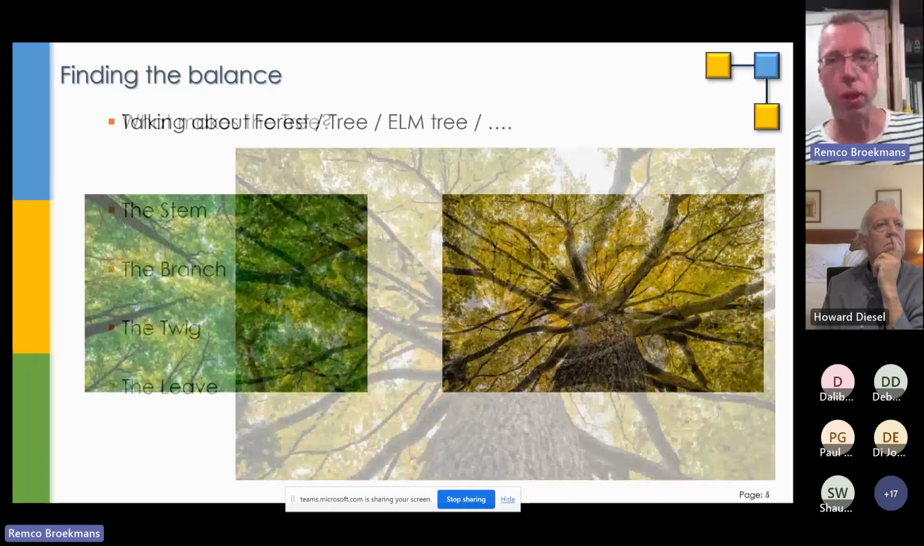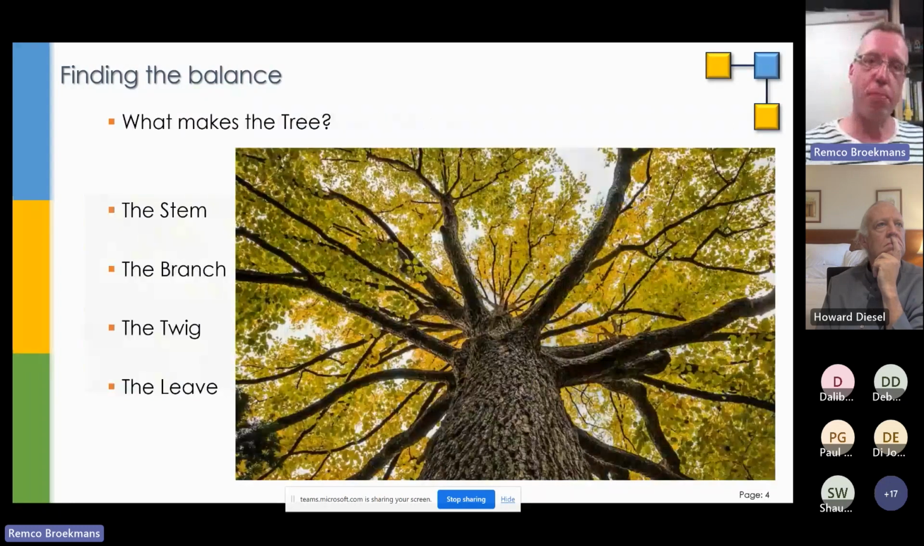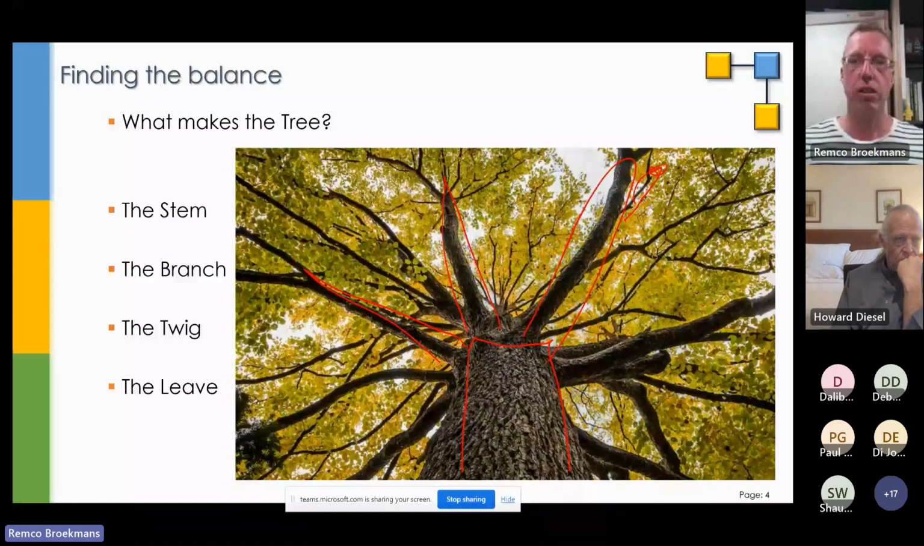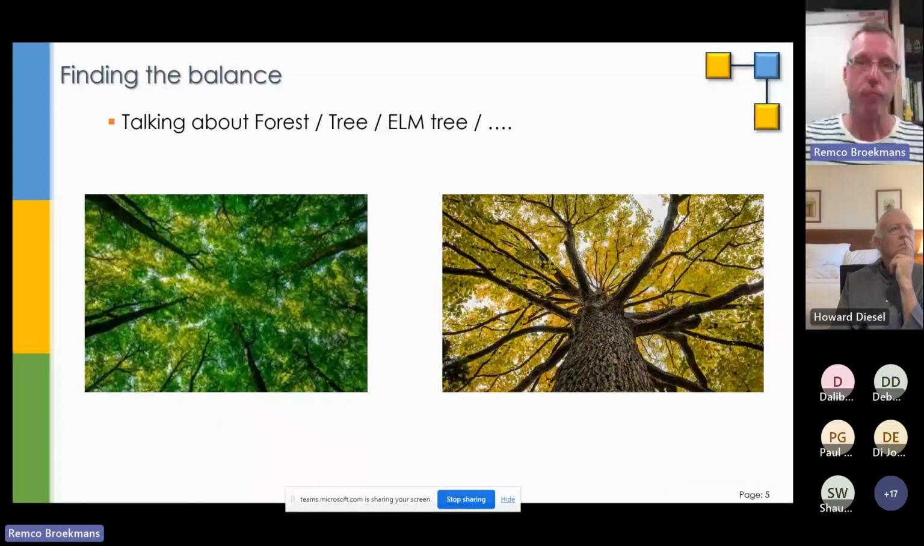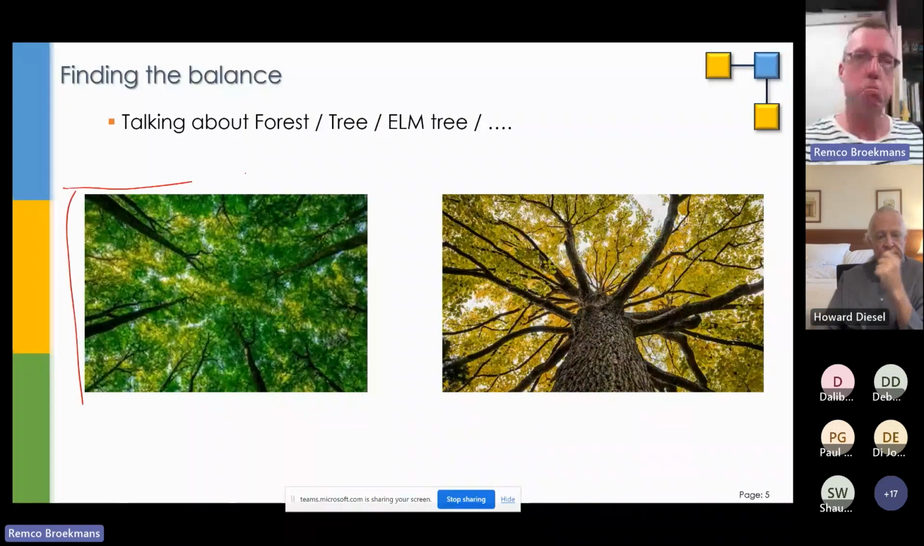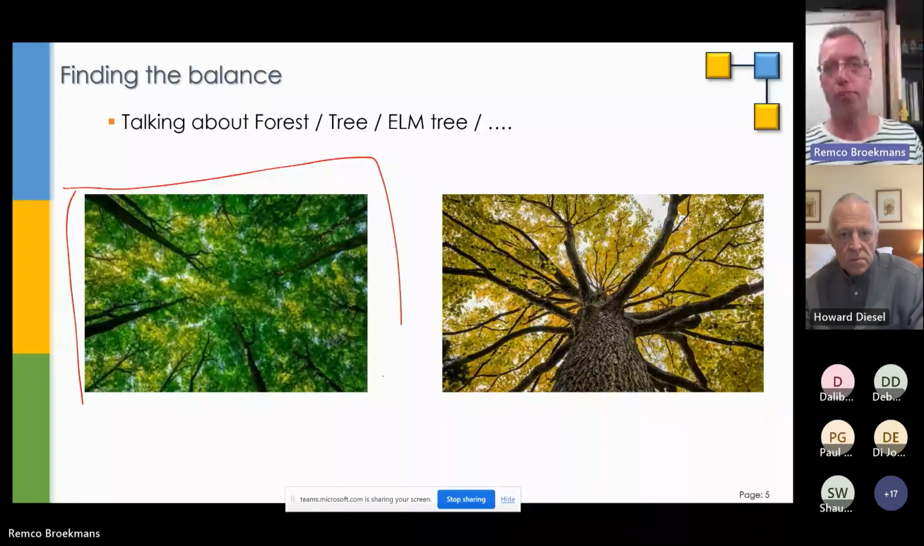Going back one, if I'm looking at this picture over here, when do I say I have a tree? If I'm looking at my stem only, or do I need to include a couple of branches, or maybe some twigs, and maybe some leaves? When do we know that we're talking about a tree? So where's my balance? What's my level of what I want to model in the end? Are we going to say, you know what, let's look at the forest?